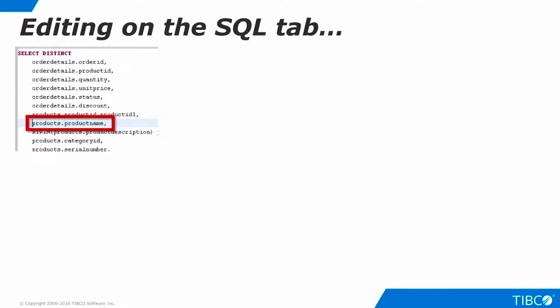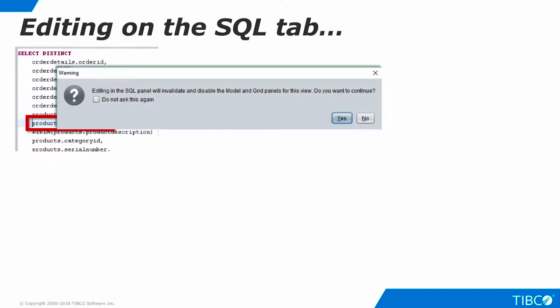Finally, let's look at editing directly on the SQL tab. I want to translate the product name column to uppercase. When I begin typing, this warning message appears. As the message notes, the Model and Grid tabs will be removed if I edit the SQL tab directly. Don't worry though, we can easily recreate these tabs. Note that there are a few edge cases in SQL that do prevent us from regenerating the Model and Grid tabs. For example, if you use SQL Common Table Expressions, TDV cannot regenerate the model and grid. Again, don't worry if this occurs. Views will still work whether or not these tabs are present.